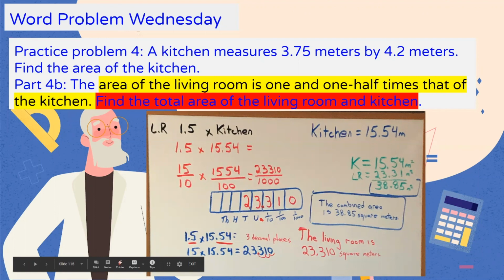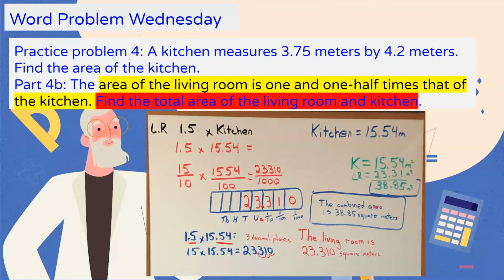Now, a lot of you might think you're done. You found the area of the living room and the kitchen. But let's go back and check our question. It wanted to know the total area of the living room and kitchen. Hopefully you caught that. And because you add the areas, our decimal is going to stay in the same position. So our combined area is 38.85 square meters. Hopefully your answer looks something like this.